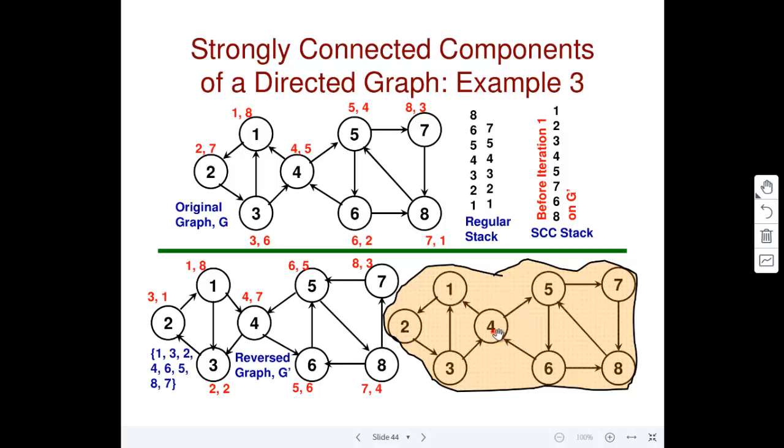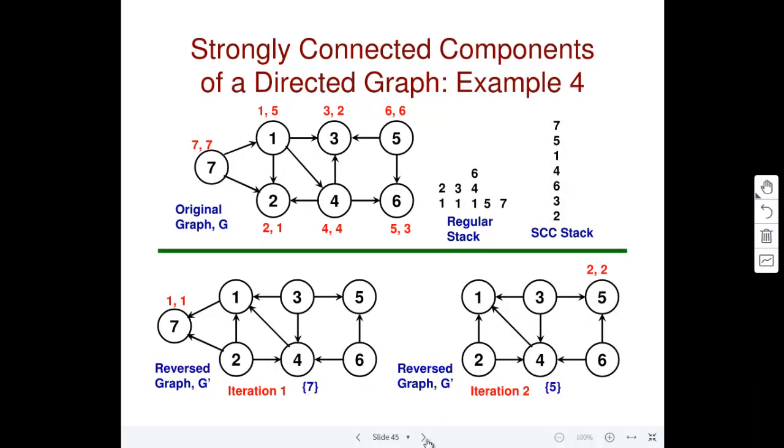Similarly, say from 4 you can go to 1, then from 1 to 2, 1 to 3, then 4 to 5, 5 to 7, 5 to 6, 5 to 8. So from 4 you can again go to all the vertices. So you can cross check from each vertex. You should be able to visit all the other vertices. Say from 7 you can go to 8, from there you can go to 5, from there to 6, from there to 4, from there to 1, and then to 2, and then to 3. So you see, from any vertex you can reach any other vertex. So they all form one strongly connected component.